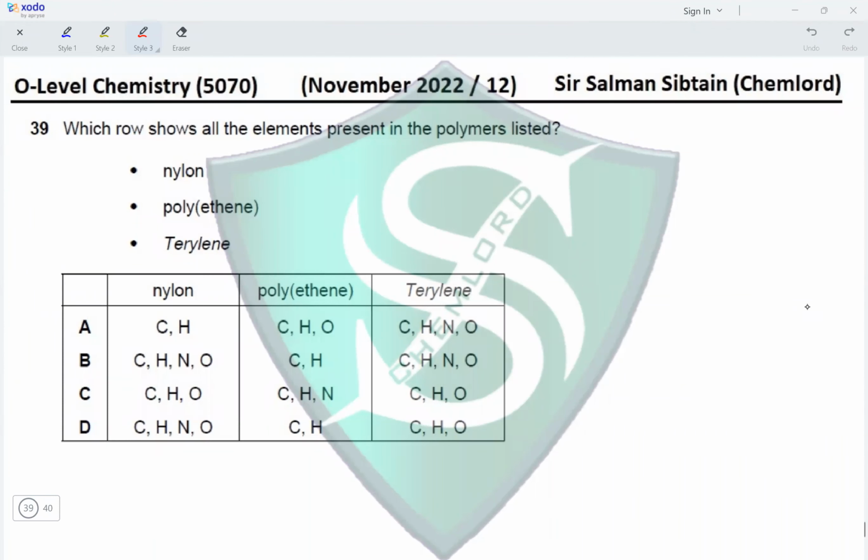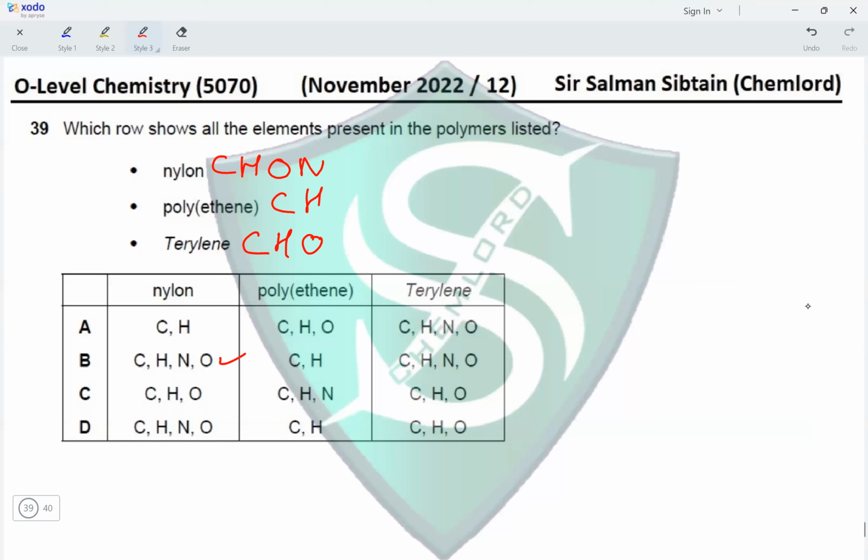Question 39. Which row shows all the elements present in the polymers listed? So in nylon, we have carbon, hydrogen, oxygen, and nitrogen present. In polyethylene, this is a polymer of a hydrocarbon. So this will only have carbon and hydrogen present in it. Terylene is a polyester. So this would have carbon, hydrogen, and oxygen present in it. So let's look at the options. Now, nylon having an amide bond will also have a nitrogen atom in it. So it should have C, H, O, and N.